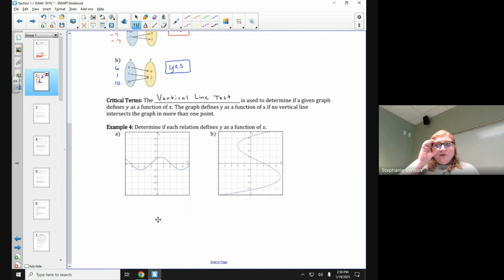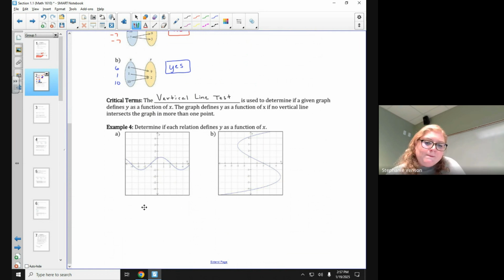If you are given a graph and you're asked the question, does this graph show a function? Well, then you just have to do the vertical line test. So when you do the vertical line test, you imagine a million vertical lines being drawn through the graph that's in front of you. If any one of those lines passes through the blue graph, or whatever color it is, more than one time, then we would say, no, it's not a function. If all of those vertical lines pass through your graph only one time each, then it is a function.